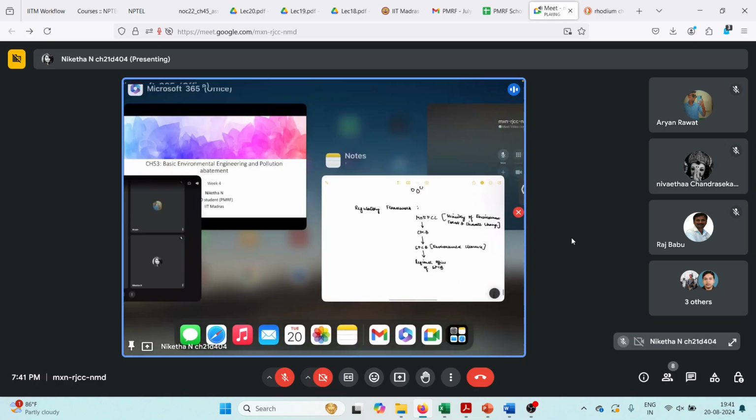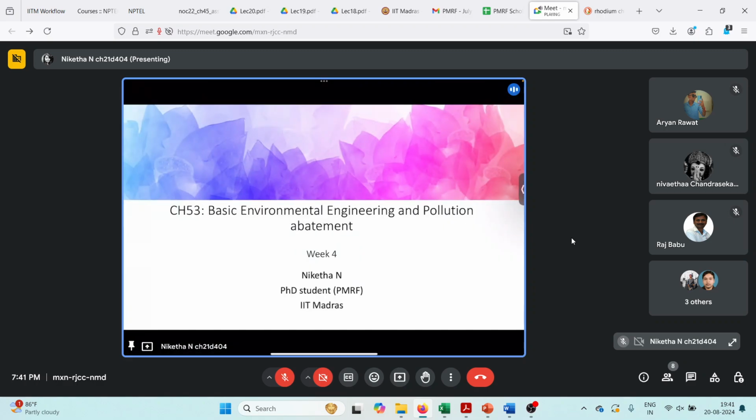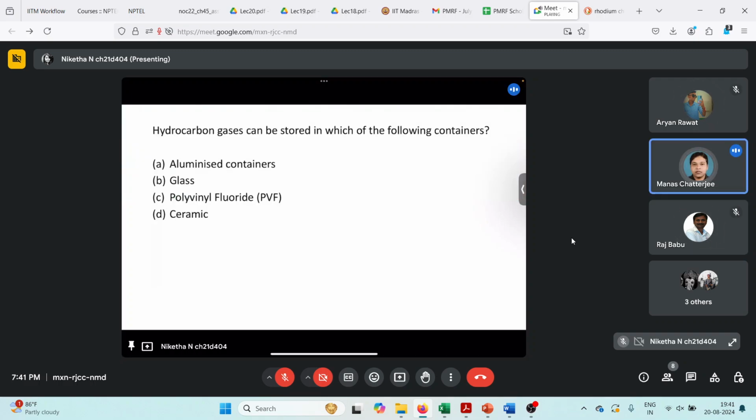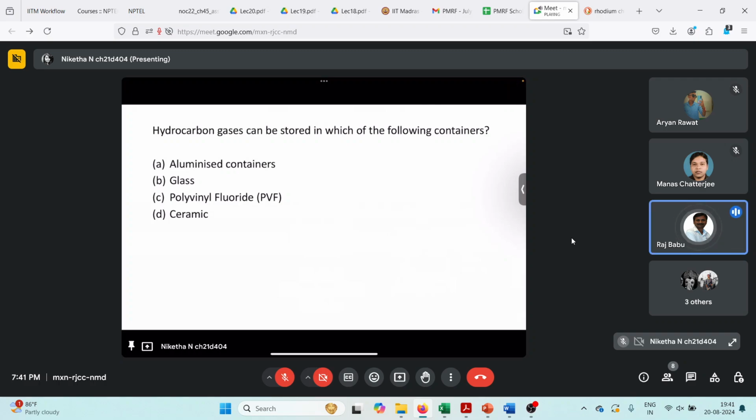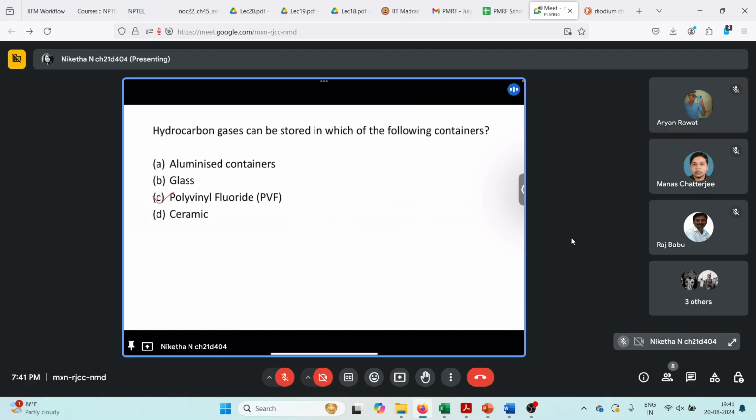We'll move to the question answer session. So, is my slide visible? Yes, yes, madam. So, the first question is, hydrocarbon gases can be stored in which of the following containers? Option C, madam. Yeah. So, C is the correct answer.